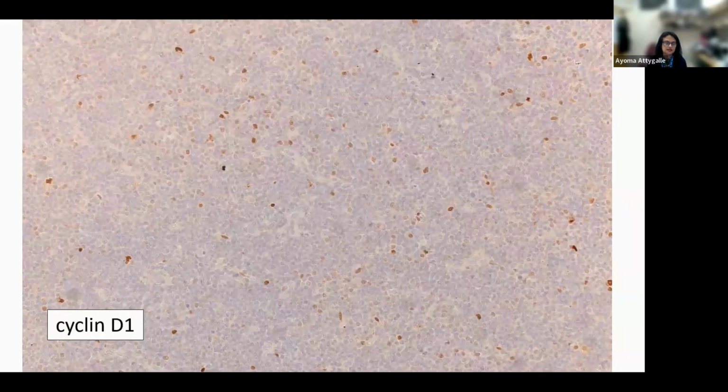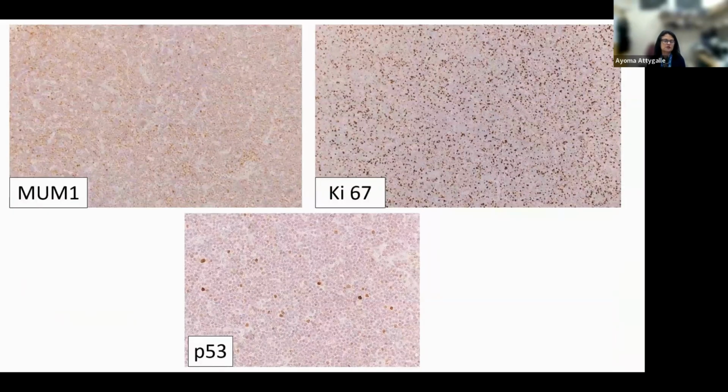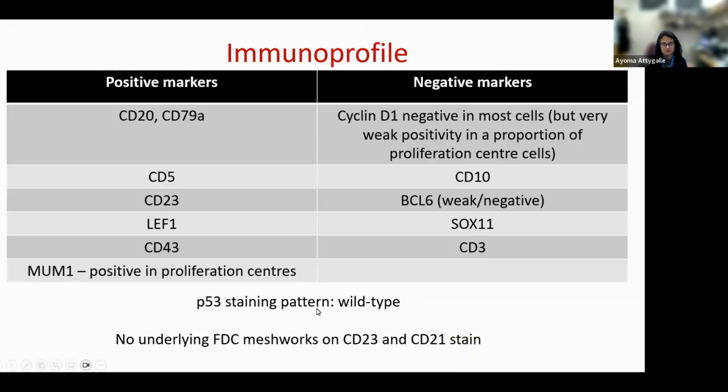So cyclin D1 is typically negative, but if you look carefully, you'll see that in the proliferation centers, there's weak positivity in a subset of the proliferation center cells. So you can see it in some cases of CLL, SLL. This is something that you have to keep in mind and not think that this is mantle cell lymphoma. MUM1 is positive and stronger in the proliferation centers. And again, you should give a comment on the P53 status by immunohistochemistry.